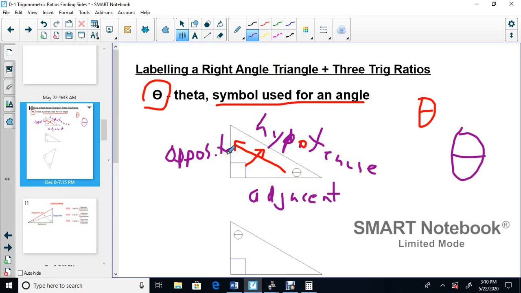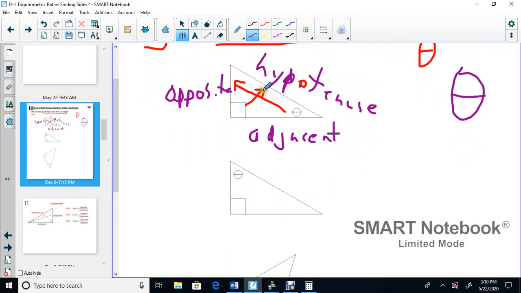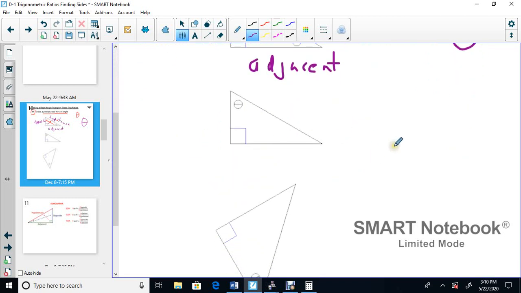Across from the angle is called the opposite. Across from the 90 is the hypotenuse, and beside it is the adjacent. If you can't label these triangles, you won't be able to do the trig questions later on. So I've got two more. You can try to label them before I label them. Always label the one across from the 90 first. So if you want, you can pause and try to label these, see if you get it right.